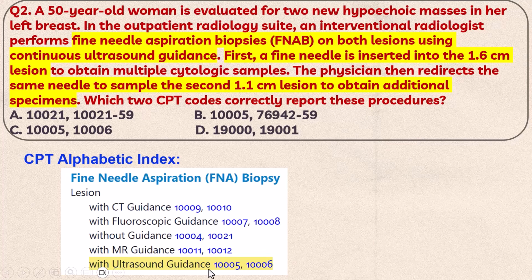So it redirects you to the following two codes, 10,005 and 10,006. Again, go back to the tabular list and confirm the answer. Once you confirm, the correct answer will be answer C.